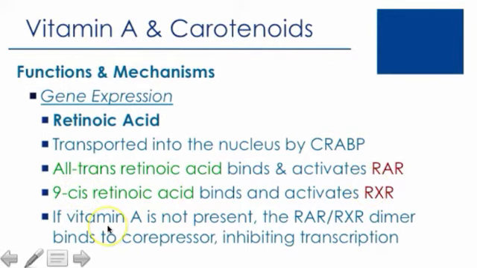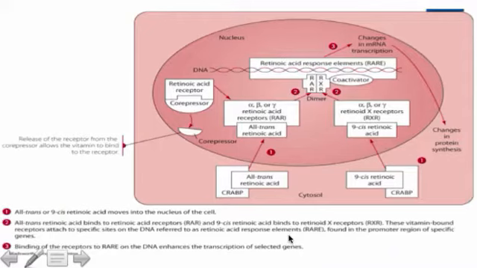So you want to link here the all-trans retinoic acid to RAR and the 9-cis retinoic acid to the RXR. We'll see also in the diagram if vitamin A is not present. If either of these retinoic acids are not present, then the RAR and RXR receptors will bind to what's called a co-repressor, which inhibits transcription. So these retinoic acids will promote transcription, but when the retinoic acid is not present, the receptor binds to the co-repressor, inhibiting transcription.